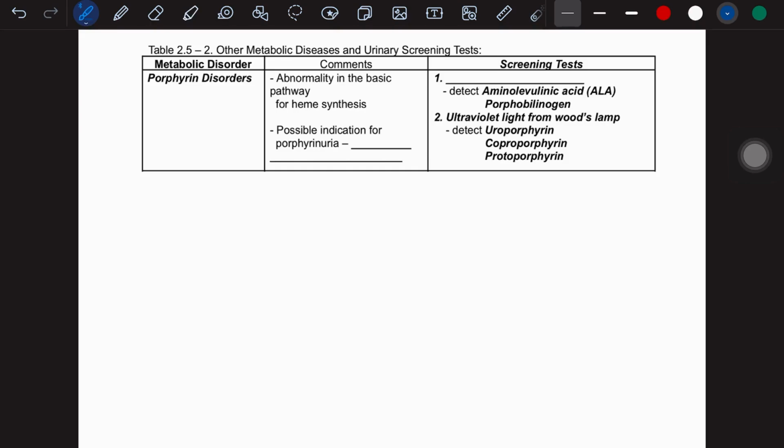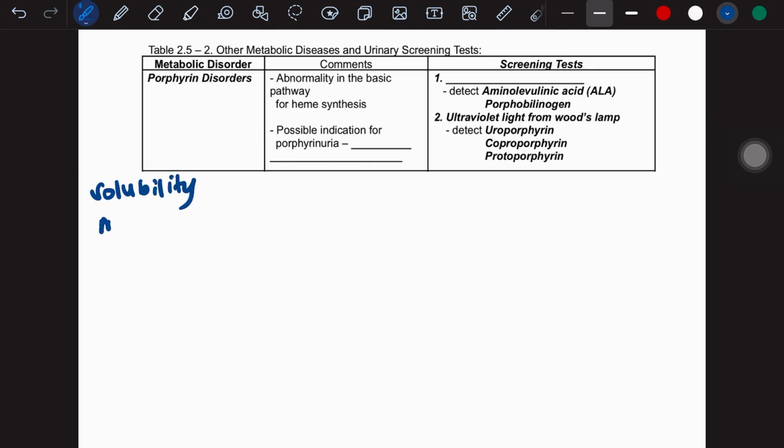So now let us talk about our porphyrin disorders. So this is the abnormality in the basic pathway for your heme synthesis. So the blockage of a pathway reaction results in the accumulation of the product formed just before the interruption. So the solubility of porphyrin compounds varies with their structure. So please write this one.